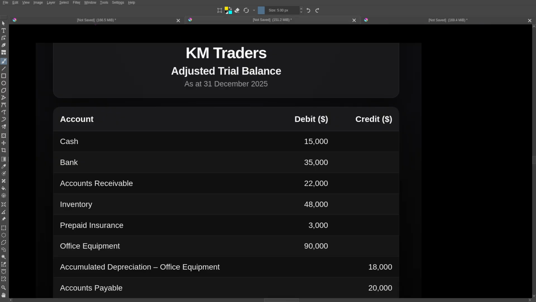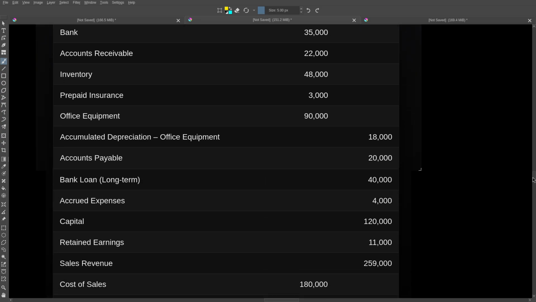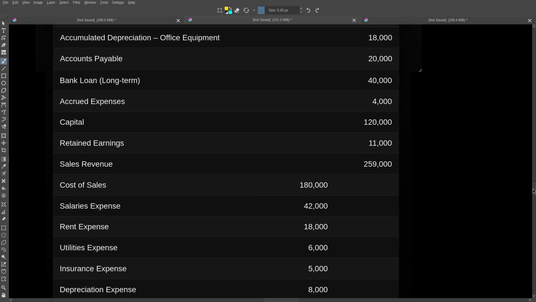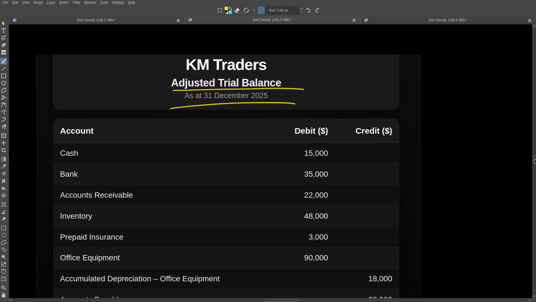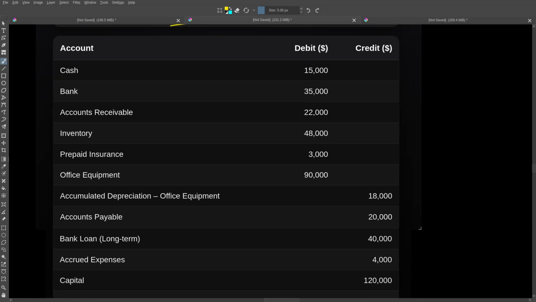Let us use this example. This is KM Traders. We have now done the period end adjustments, and you're going to see there's some depreciation here. Once you've done that and you've passed the journals to cater to those period end adjustments, then you're going to have the adjusted trial balance as at 31st December 2025. Remember, again, the trial balance shows the balances as at a given point in time. They show the account balances.